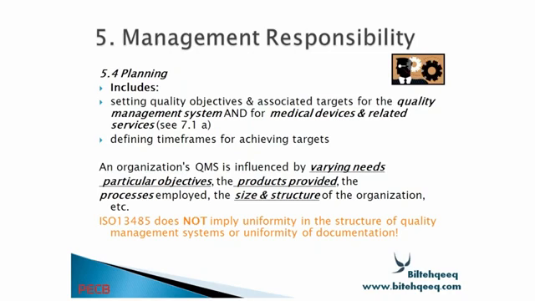ISO 13485 does not imply uniformity in the structure of the quality management system or uniformity of the documentation. So it is not necessary that all the ISO 13485 certified companies have the same set of documents or structure. They can vary, but they have to fulfill the requirements of the standard. But it is up to each organization how it will fulfill these requirements.